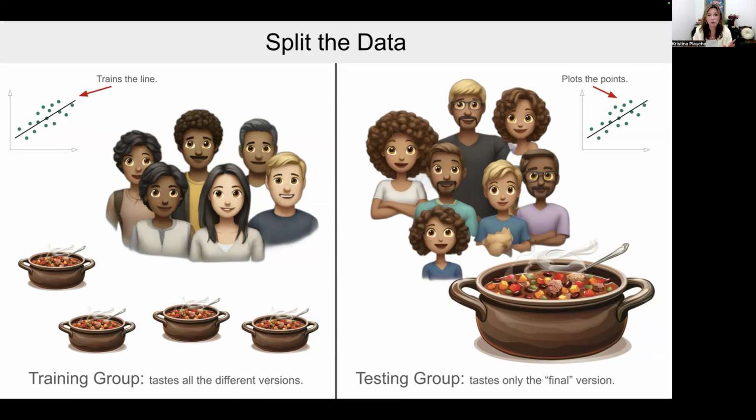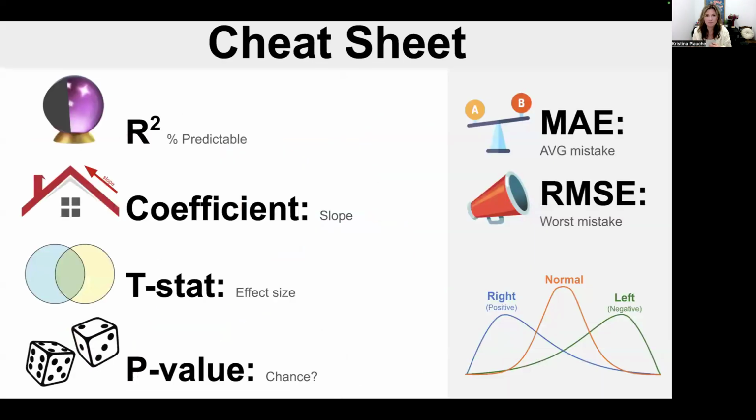Okay. This also trains the trend line if we were looking at a chart. And then you have the second group, the testing group. So once you think you've got a solid recipe, then you serve the chili to the second group who didn't taste any of the earlier experiments. They only taste the final version. And then this group plots the points. So their reactions show whether the chili is too spicy, too mild, just right. And by splitting the testers into these 2 groups, you get a much clearer picture of whether the recipe will work for a broader audience. And the testing group ensures that you're not just making chili that works for the people who happen to help you create it, but one that fits real world tastes.